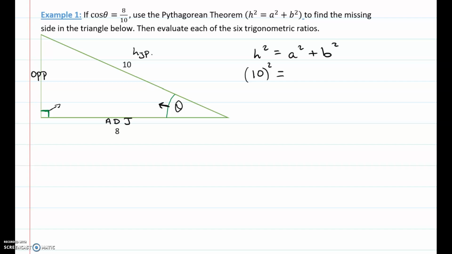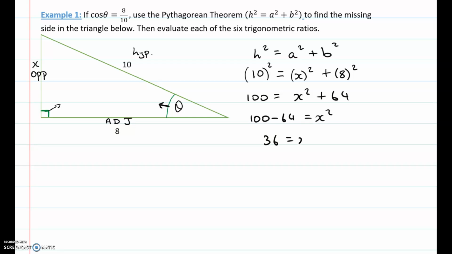So let's say the opposite, we'll call this x. Okay, so the opposite is x, so x squared plus 8 squared. You've used Pythagoras' theorem often enough to know the only important thing about it is that you put the hypotenuse on its own. So this is 100 is equal to x squared plus 8 squared. 8 squared is 64. So if we want to get the x squared on its own, take away the 64. 100 minus 64 equals x squared. So 36 equals x squared.